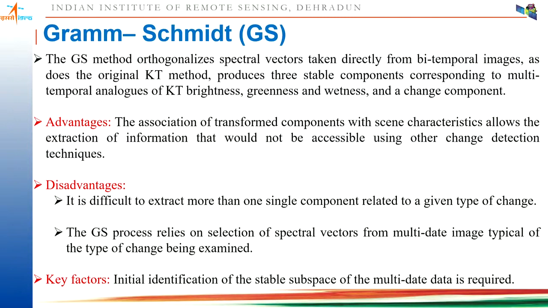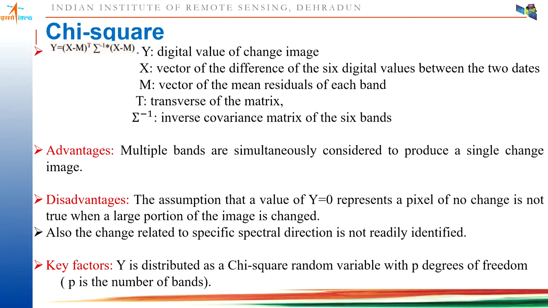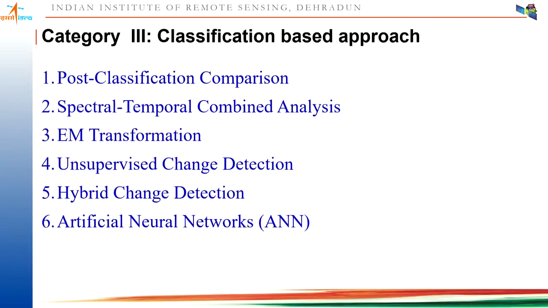The next method, that is the Gram-Schmidt method, also takes orthogonal spectral vectors from bitemporal, that means multitemporal images, as the original KT method does. Okay, chi-square you can leave.